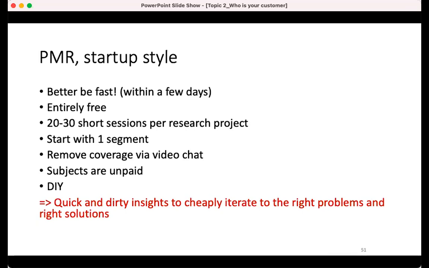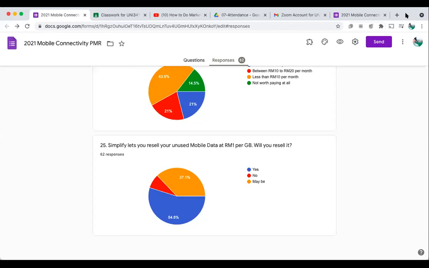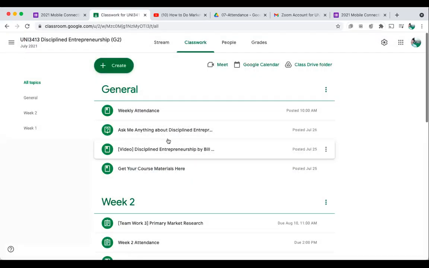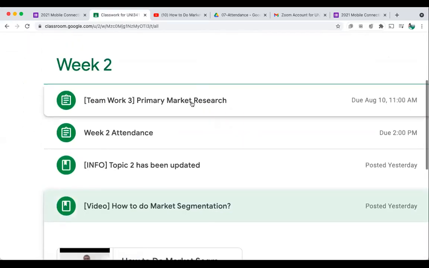Okay. Now, I will skip the slide because I think it's better to talk about your work posted on Google Classroom. Let me just switch my screen to Google Classroom. Okay, hope you can see my Google Chrome. Go back to your classwork tab. Just look for week 2. So go to week 2.